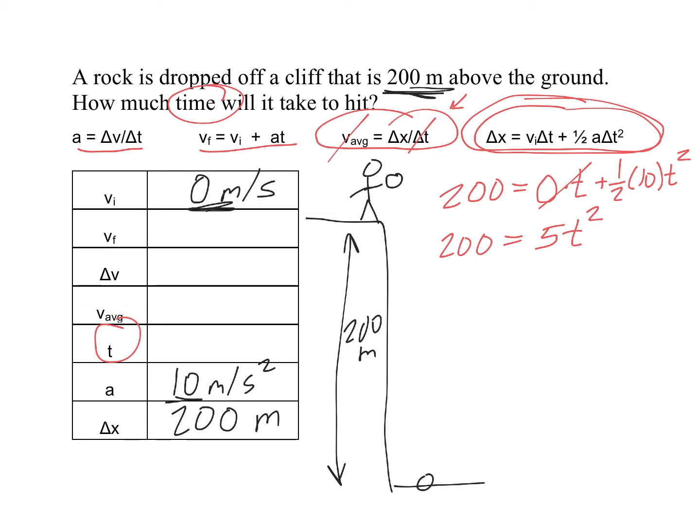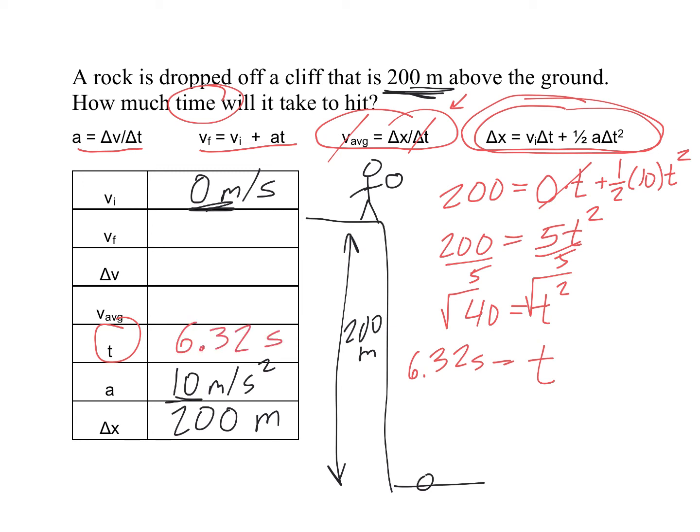I just want to find out what t is. So I divide each side by 5, and when I do that, I get 40 equals t squared. That's not t. I want to find out what t is, not just t squared. So in order to find t, I'm going to take the square root of both sides, because taking the square root of t squared gives me t. You'll have to use a calculator here. Take the square root of 40, and you will get that t equals 6.32 seconds. That's really all we're looking for, the time it takes to hit the ground.